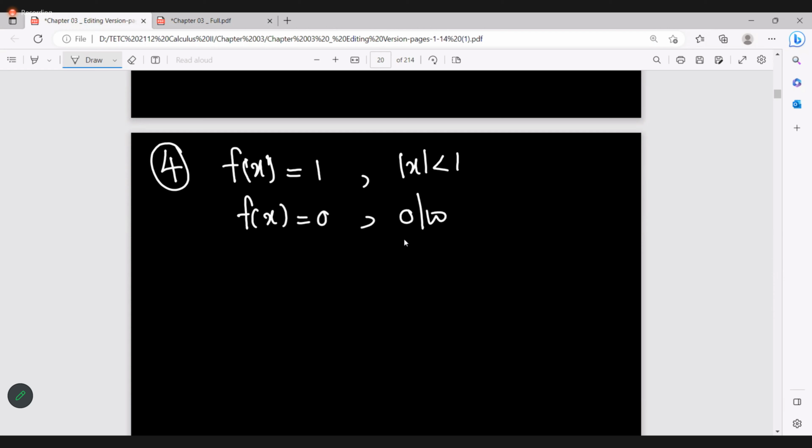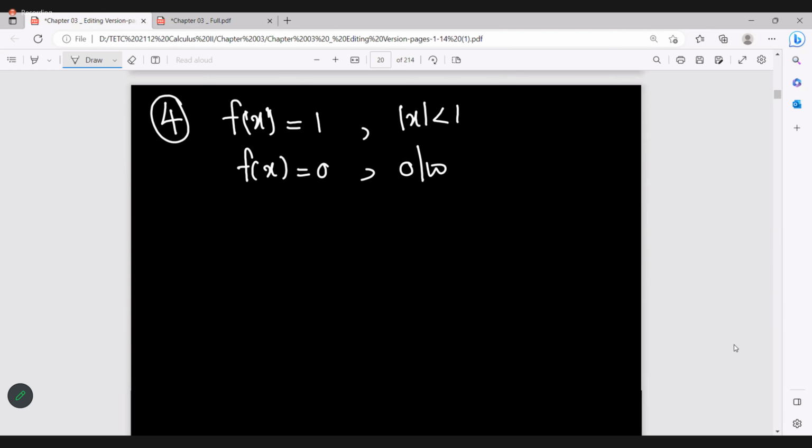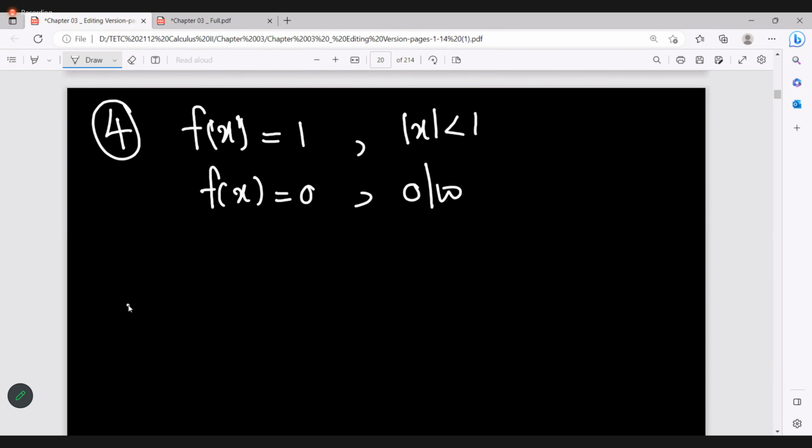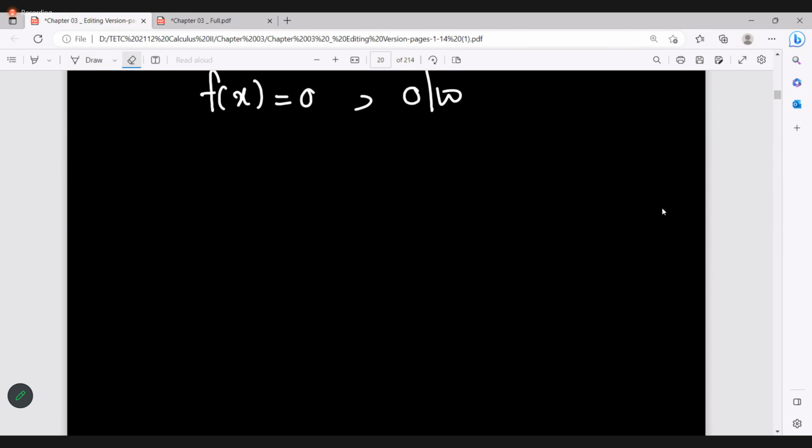So it is given as f of x is equals to 1 when the absolute value of x is less than 1 and f of x is equals to 0 otherwise. So let's consider the entire x-axis. If we consider this entire x-axis, so let's first draw the graph of this function.